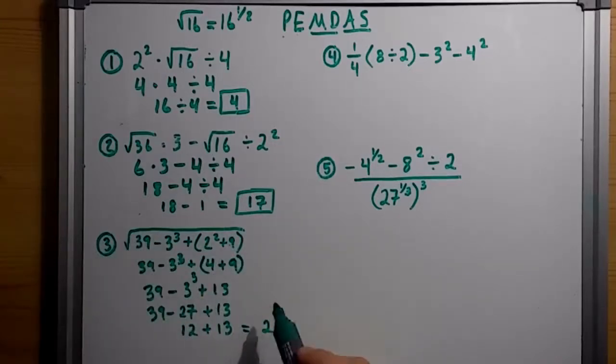Remember, I still have this big radical sign over this entire expression, so the square root of 25 is going to give me 5.